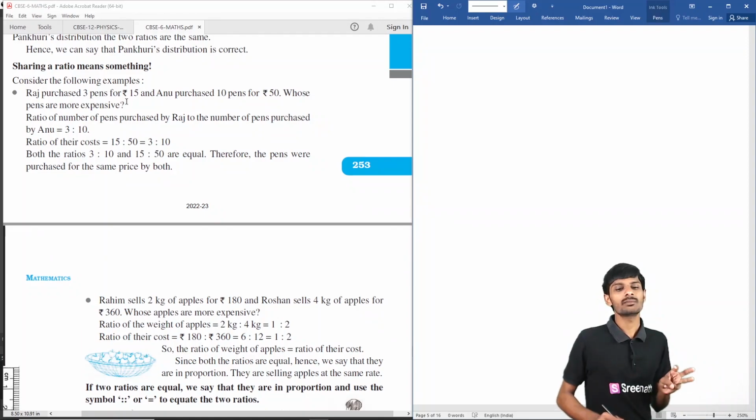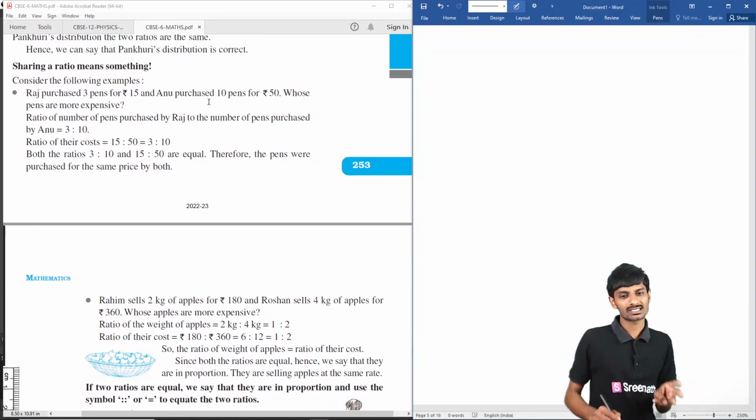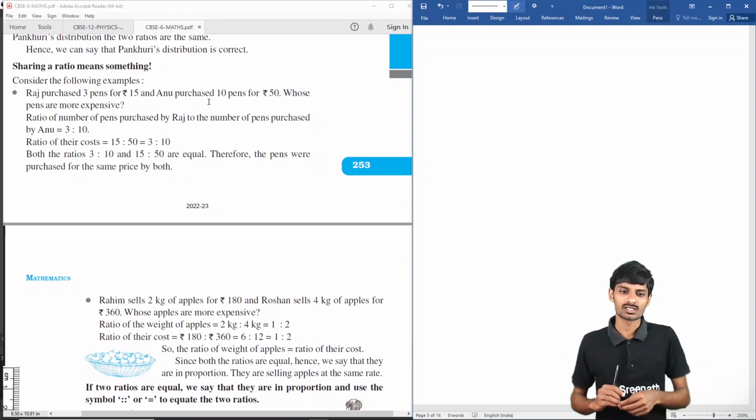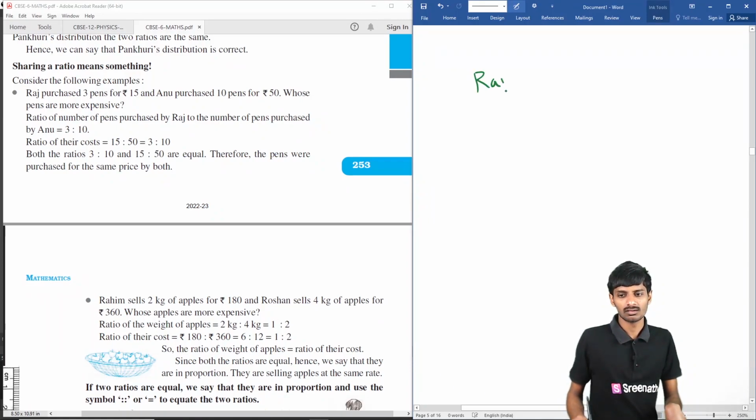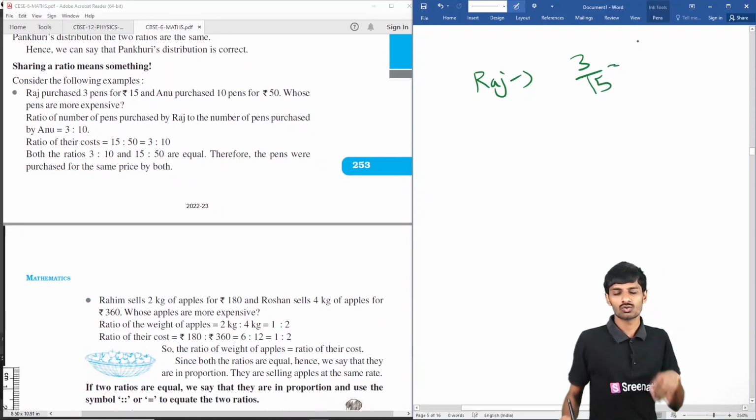Raj purchased 3 pens for 15 rupees and Anu purchased 10 pens for 50 rupees. Whose pens cost the most? Can you try it? How many pens were purchased by Raj? Raj purchased 3 pens for 15 rupees. What is the ratio? It is 3 pens for 15 rupees.